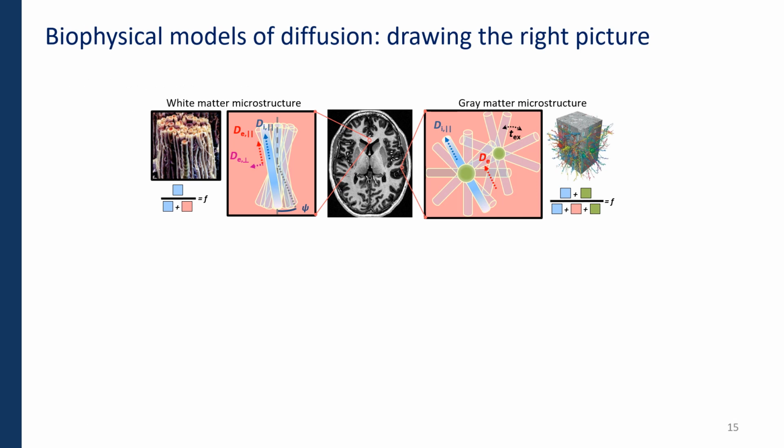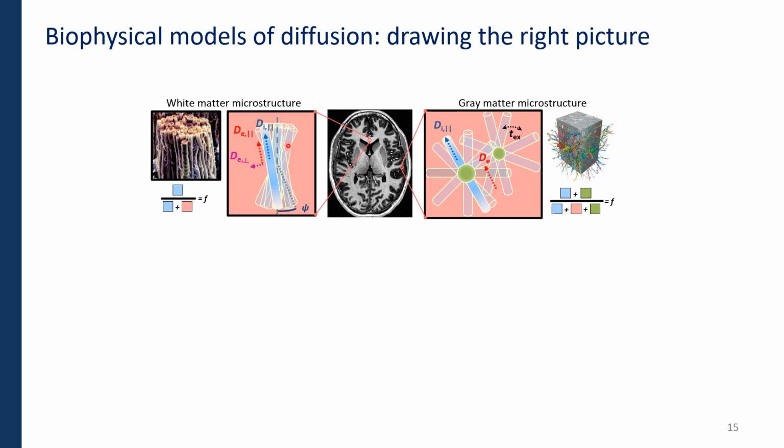So biophysical models of diffusion are about drawing the right picture. If you remember when I mentioned DTI, this is really a signal representation. I just described how the diffusion signal decayed as a function of B value, and I made absolutely no assumption about the underlying tissue. Now in biophysical models, this is the opposite. We have to draw a simplified sketch or schematic of what we think the tissue looks like and what are the relevant geometric features for water molecules to diffuse in this tissue.